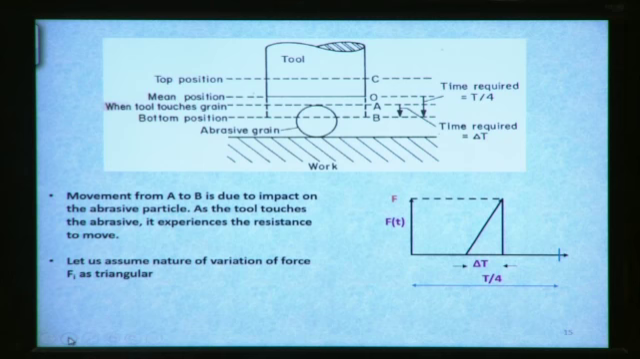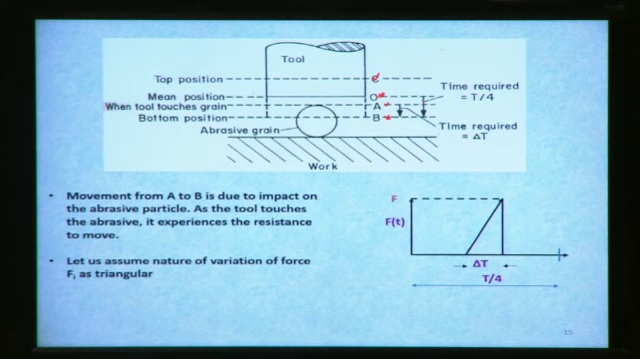Okay, so here you can see this is the tool. C is the top position of this tool, and then O is the mean position of this tool, and after that it will come to this bottom position. It will touch the abrasive particle at point A, and after that this tool will come to this bottom position B. So this tool is in contact with the abrasive particle from A to B.